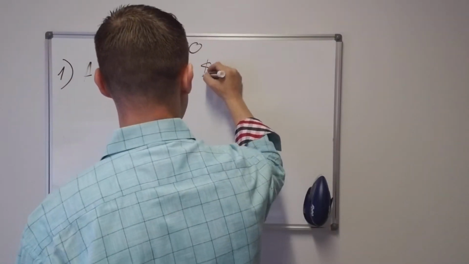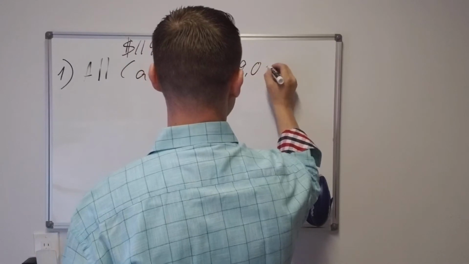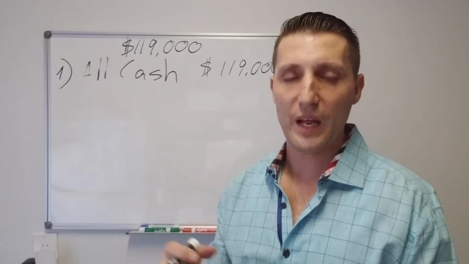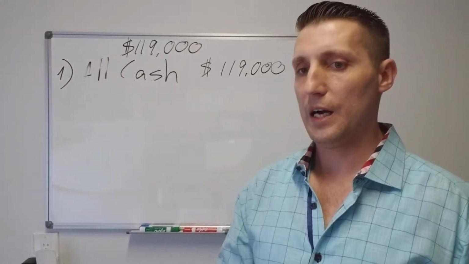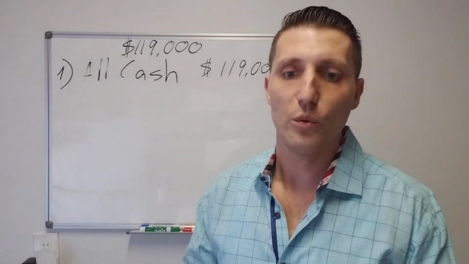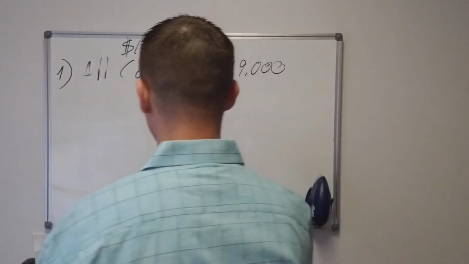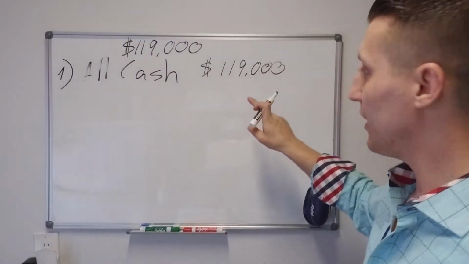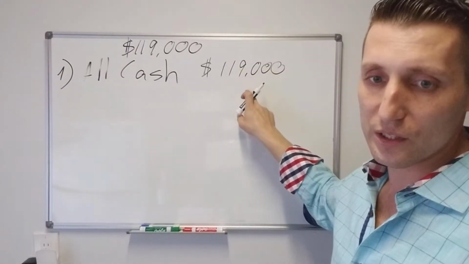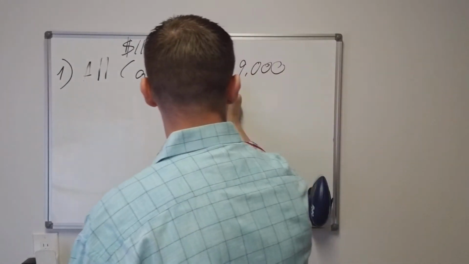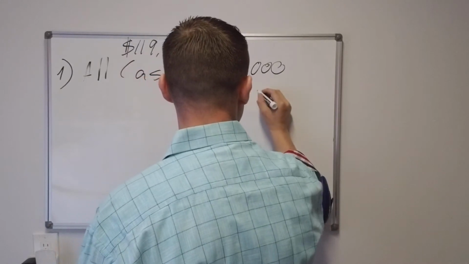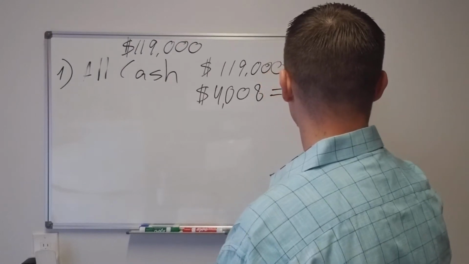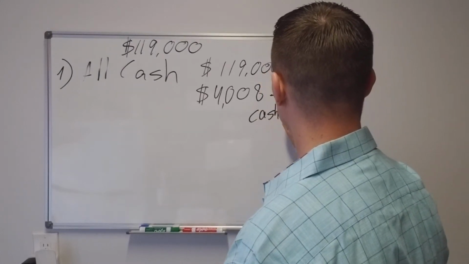We came in at $119,000. Obviously we have no debt. We're paying cash, so we're not paying anybody any interest. We're not paying any monthly payments, obviously. So we have $334 times 12, which is $4,008 per year. That equals 3.3%. That's your cash on cash return.